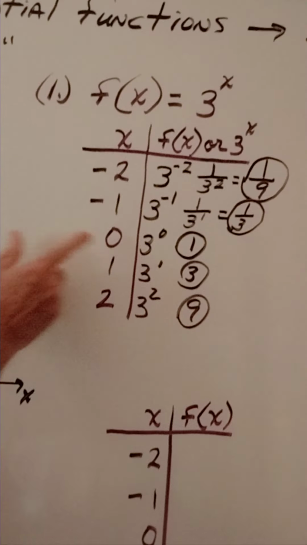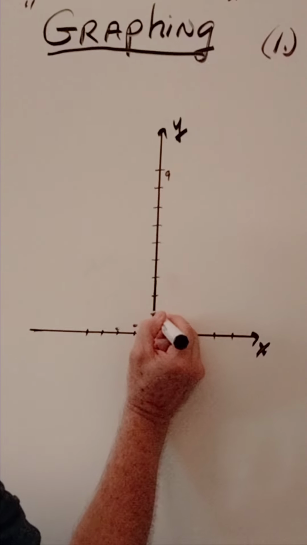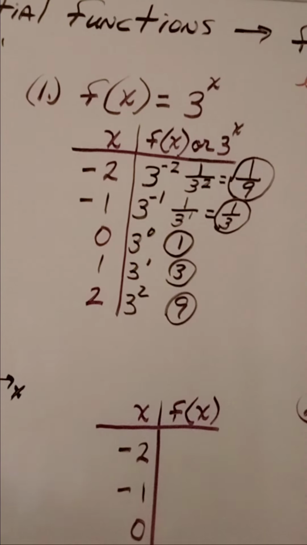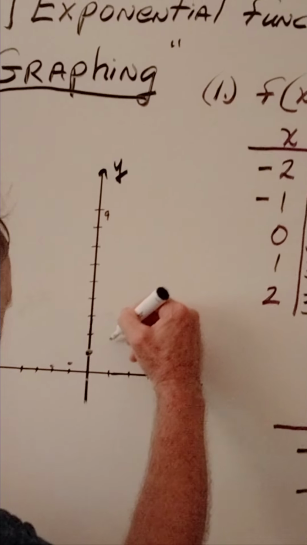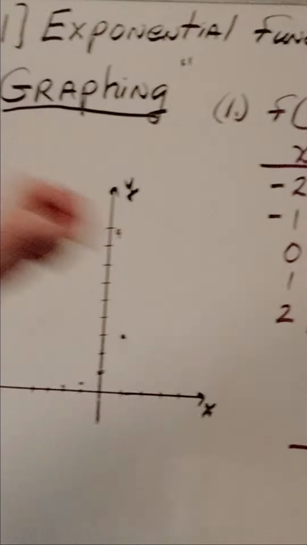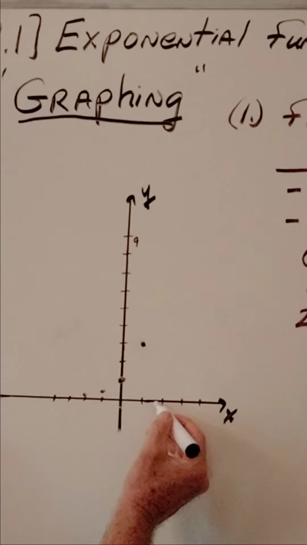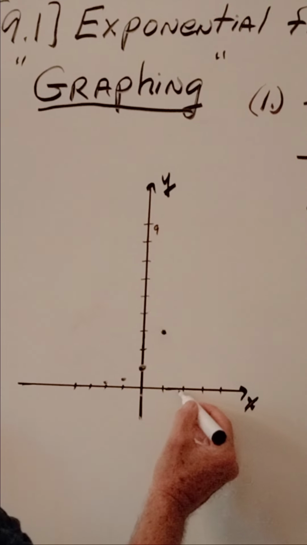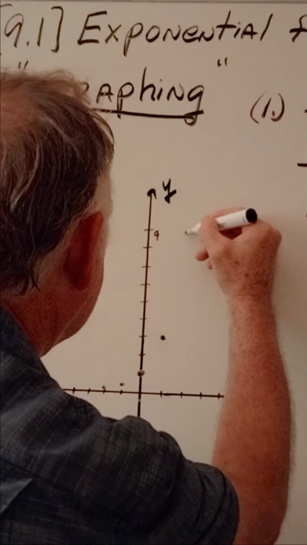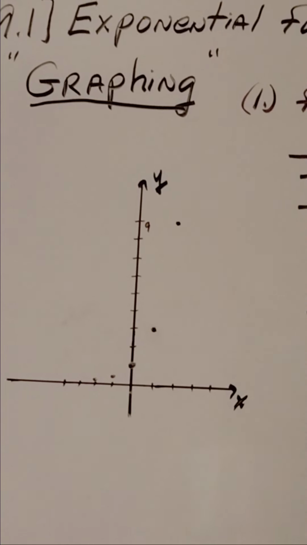If x is 0, y is 1. And if x is 1, y is 3. If x is 1, we'll go up 3. And if x is 2, you'll see how it just increases rapidly because it's an exponential function. If x is 2, y is going to be all the way up here to 9. And those are enough of the points that we're going to do.